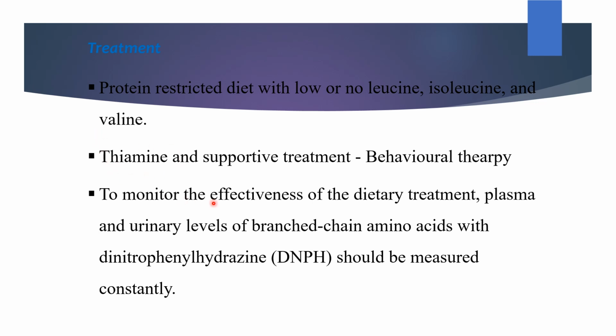So to monitor the effectiveness of dietary treatment, the plasma and urinary levels of branched chain amino acids should be measured constantly with dinitrophenylhydrazine, in order to know their concentration in the blood, because every time it's not possible to run tandem mass spectrometry and chromatography. So this is the easiest way to know the concentration of the plasma and urinary levels of these amino acids and their metabolites via the DNPH test.